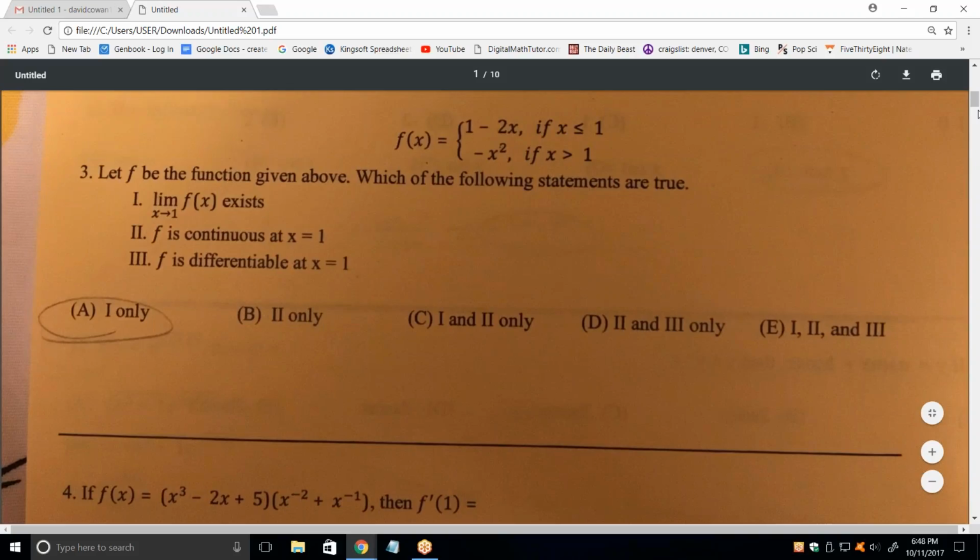All right, so let f be the function given above, which is piecewise. Which of the following statements are true? The limit of f of x exists as x approaches 1.